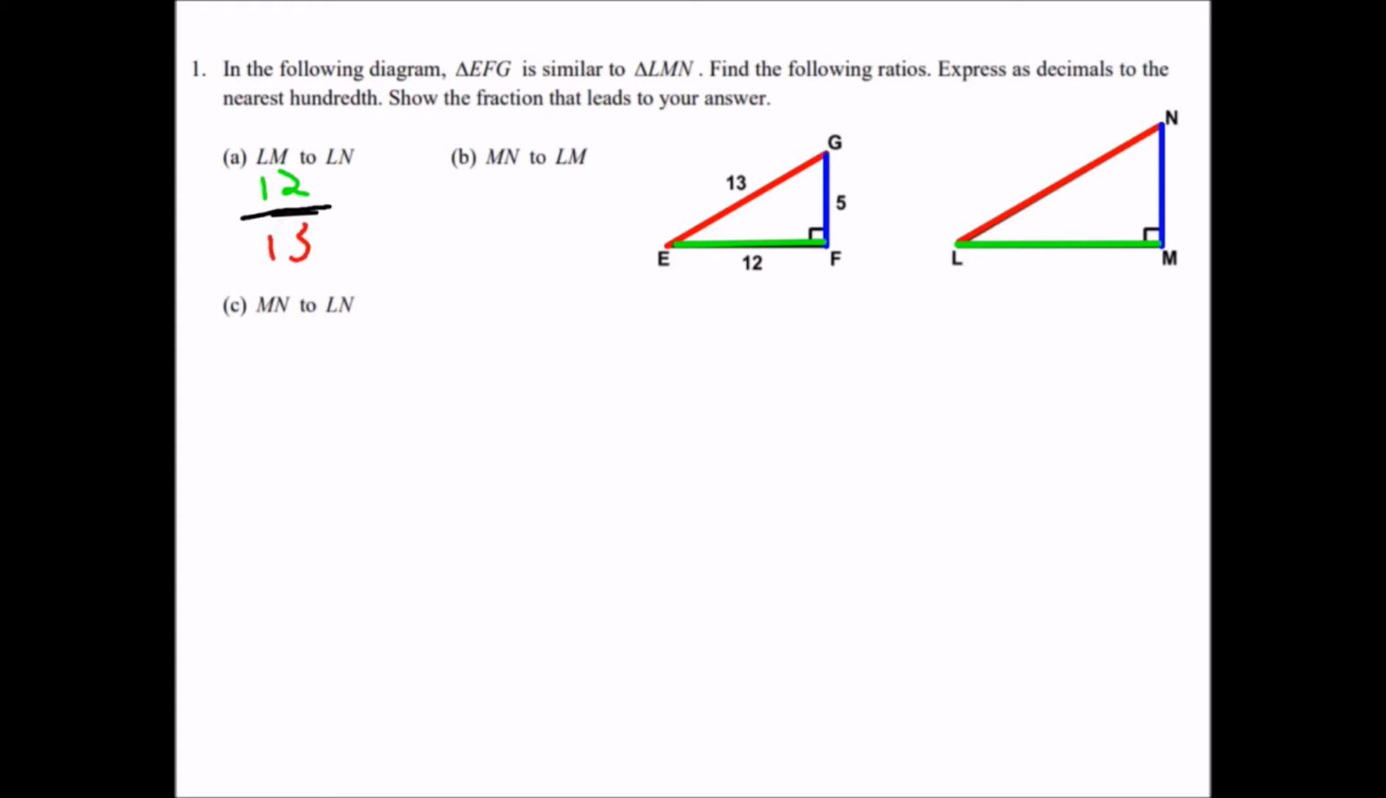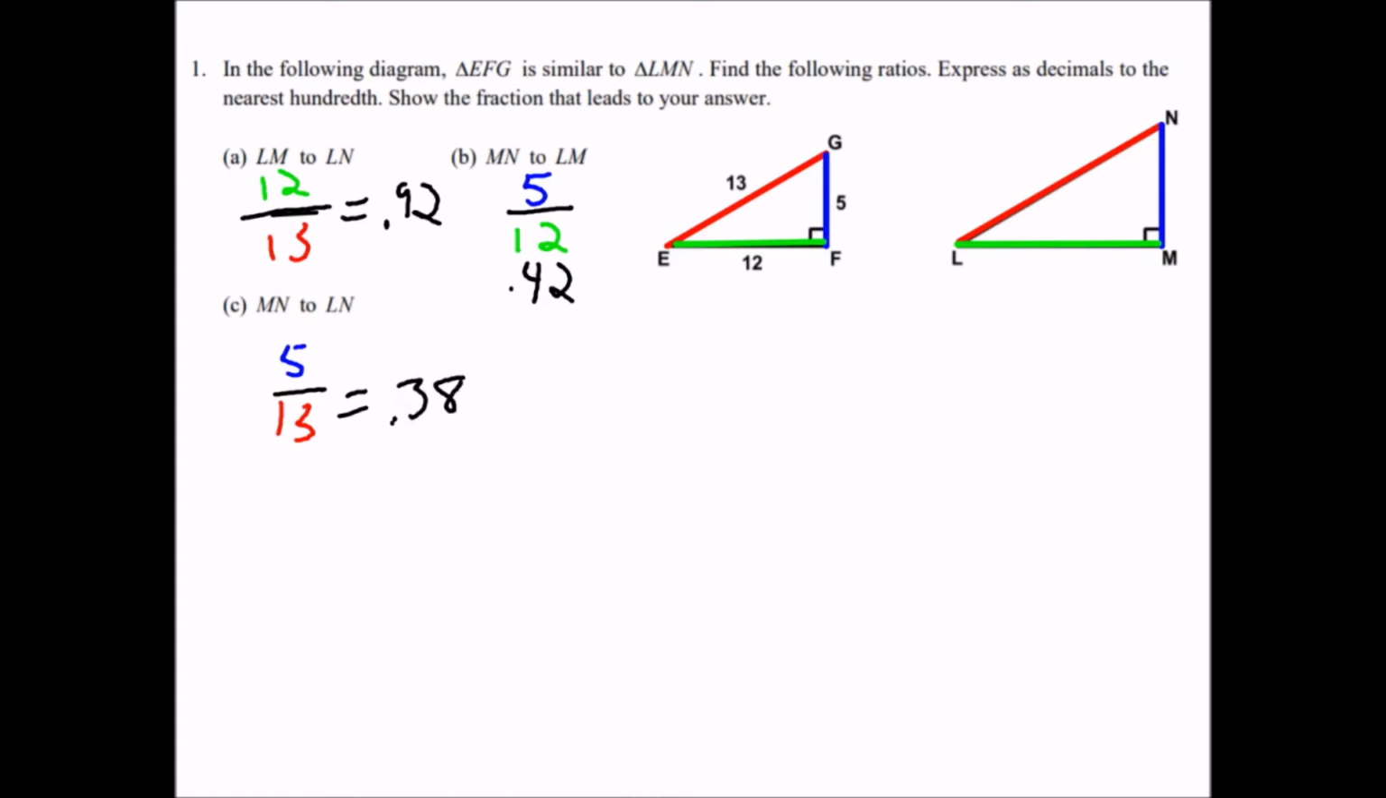So that ratio, if we do it on our calculator, it says to the nearest hundredth. So 12 divided by 13 is 0.92. Okay, MN would be 5, and LM would be 12. So 5 divided by 12 to the nearest hundredth is 0.42. And then MN would be 5, LN would be 13, so 0.38.